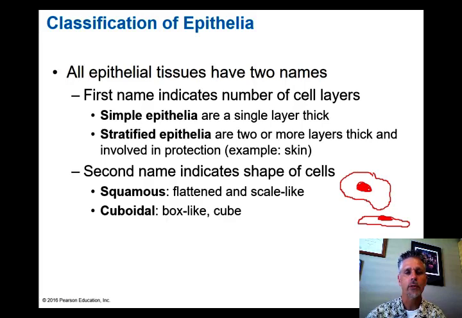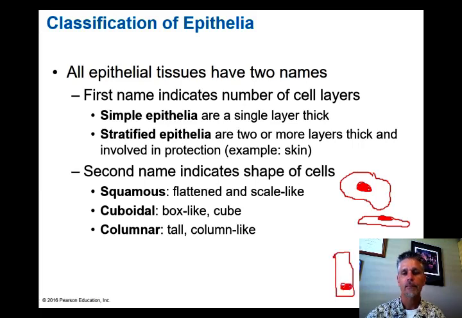We also have cuboidal cells, as you can imagine, right? They're about as high as they are wide. Now, they don't have right angles like that, but they're about as high as they are wide. And then we have columnar cells, like we mentioned already, right? Columnar cells are going to be higher than they are wide, right? So they look like little columns. Okay.